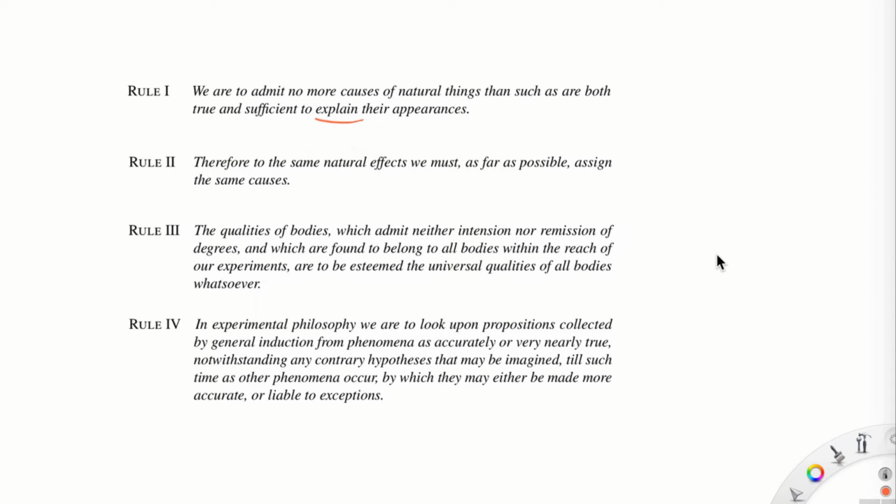And he uses other examples. For example, if you notice that you drop a stone and it descends when you are in Europe, and you drop a stone and you notice that it descends in America, the descent, because it's the same effect, one should assign the same cause.